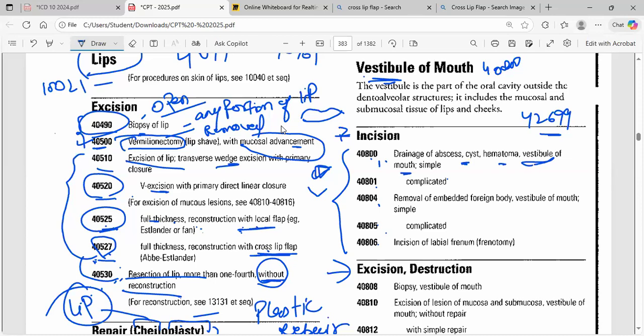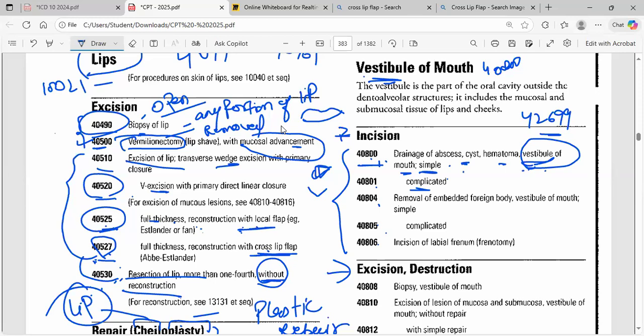You will get this drainage of abscess code from each series, and your code is based on the location. So if there is a drainage of abscess from the bone, you will get the code from the 2 series. And if the drainage of abscess is performed on the kidney, you are going to get the code from the 5 series. We have to use this code when there is a drainage on the vestibule of mouth. First we have simple and then we have the complicated.